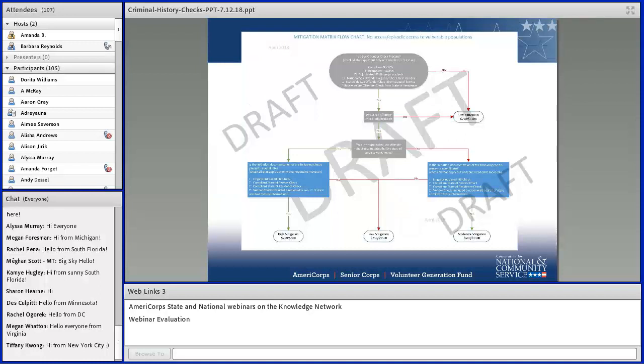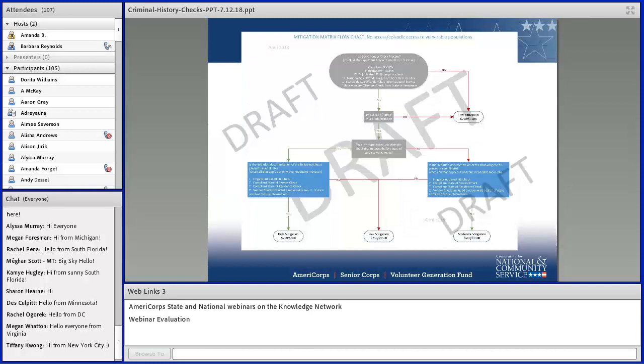So let's just look at these flowcharts real quickly. So this one is if you have no access or episodic access to vulnerable populations. So our first question is, is a sex offender check present? And you can check all that apply, but only one is needed to move on. So you're looking at a file, you know something is non-compliant. That's why you're looking at the enforcement guide. That's why you're looking at the mitigation matrix.